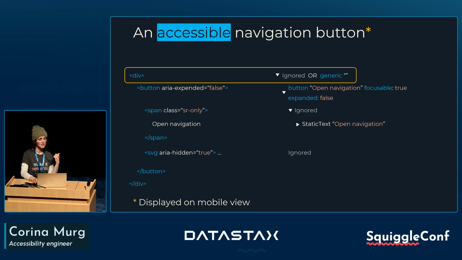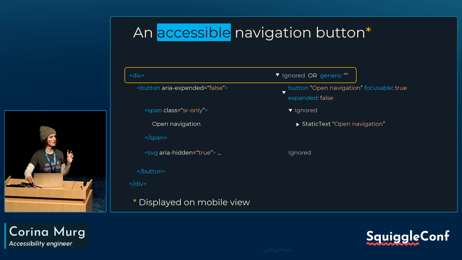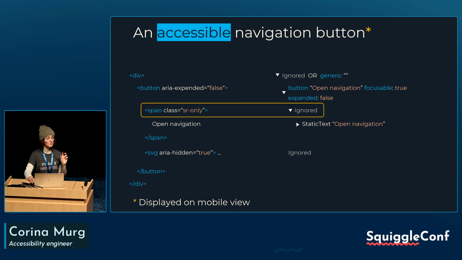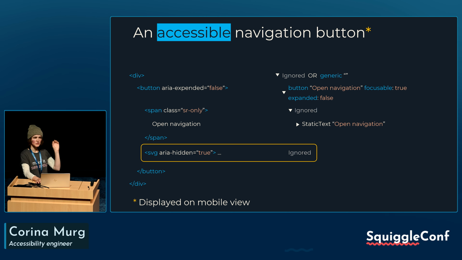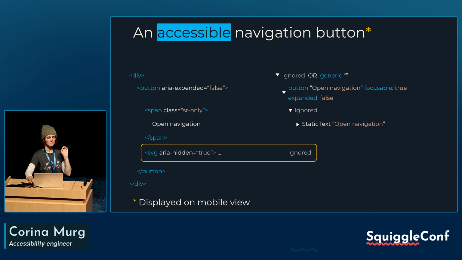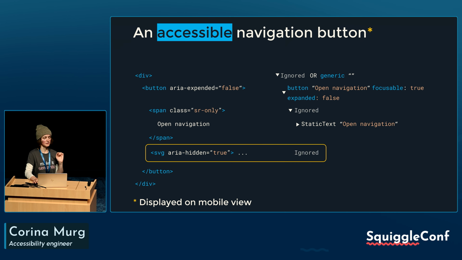So in this example, this div is going to be ignored. Sometimes you might see the word generic, because by default, that's the role of a div. A span is also going to be ignored. Notice that the SVG that I'm using as an icon for this button that toggles the navigation menu on, let's say, a mobile view, is also ignored, but this is ignored because I added aria-hidden.